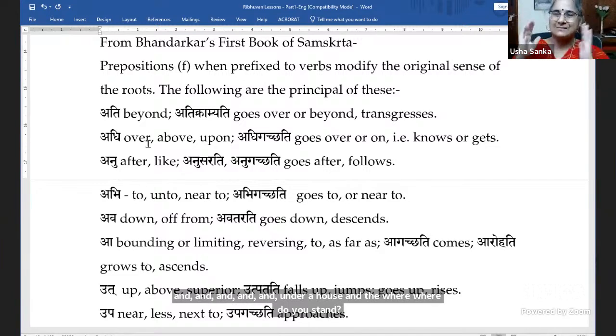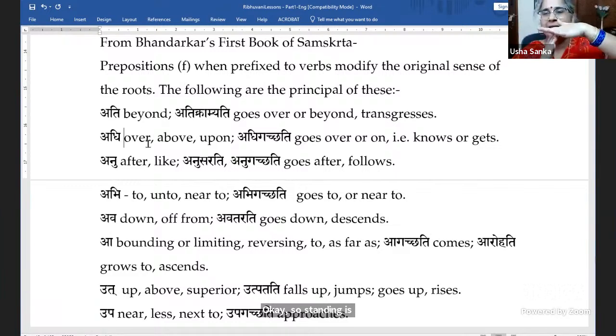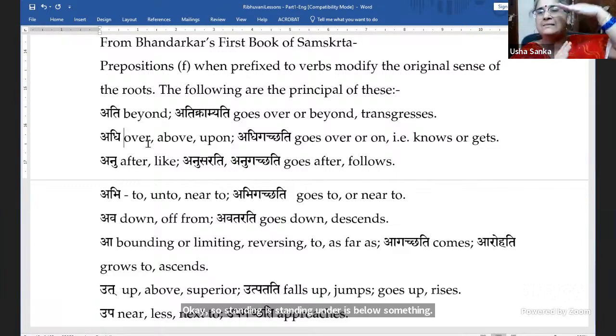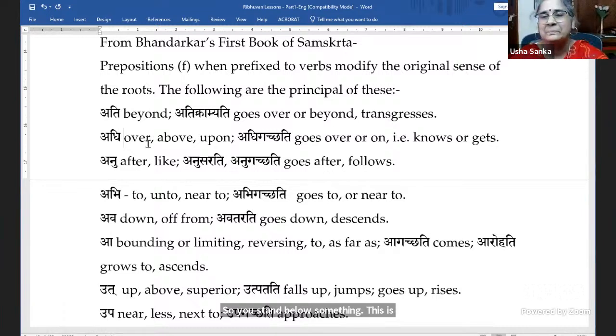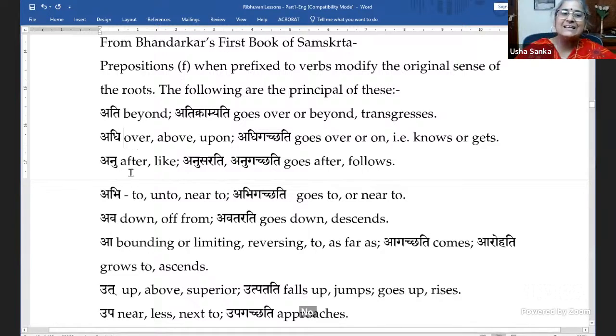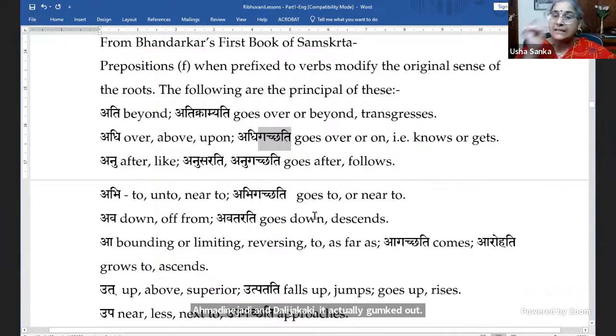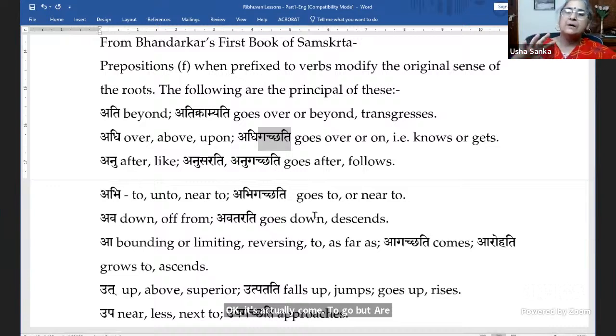Okay, so standing is standing, under is below something. So you stand below something. This is something and you are standing below. Does it mean I understand means is it that? No. So this is like something like that. Okay, so avagacchati and adhigacchati are actually with the gam dhatu. It's actually gam, to go. But adhi has been added to it in the sense of to understand, to know, to get the meaning of.